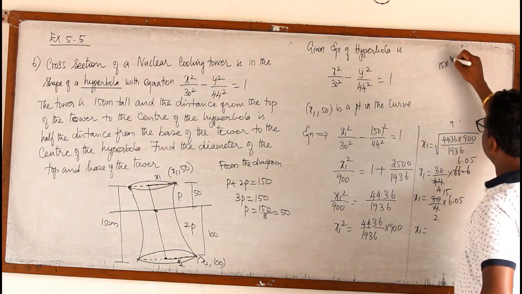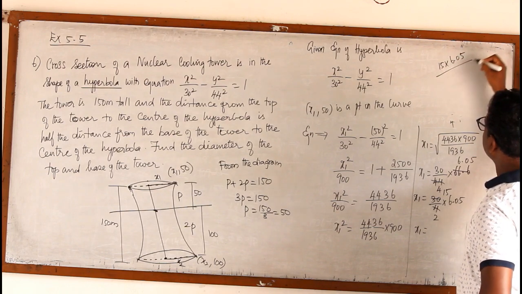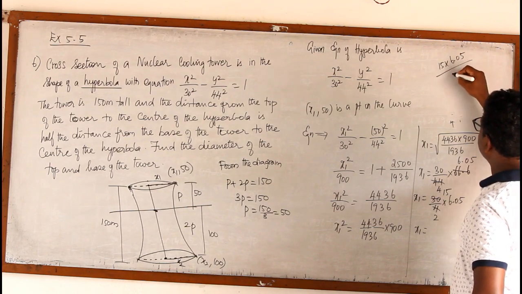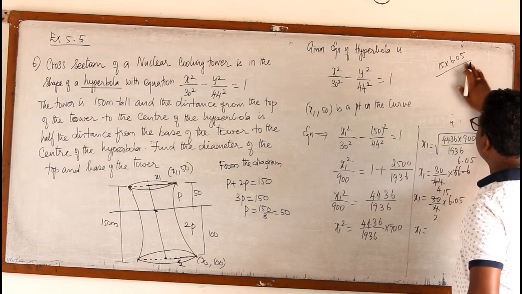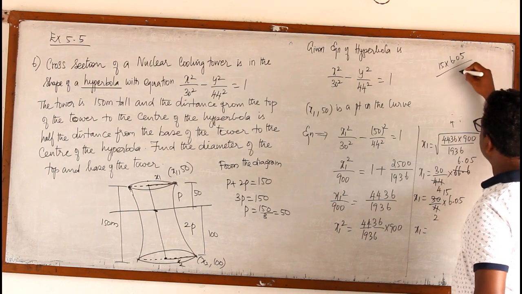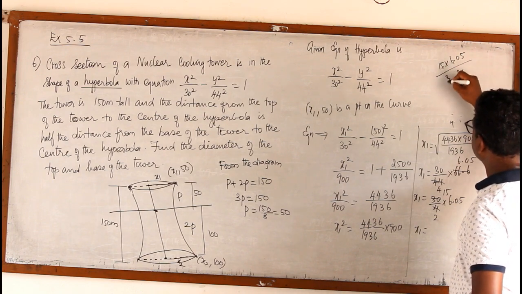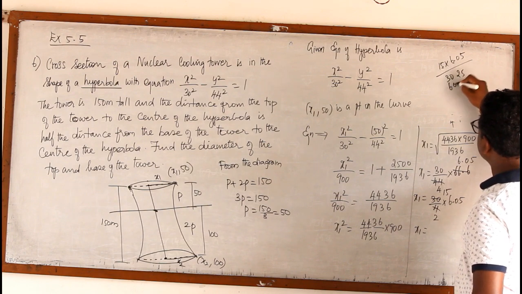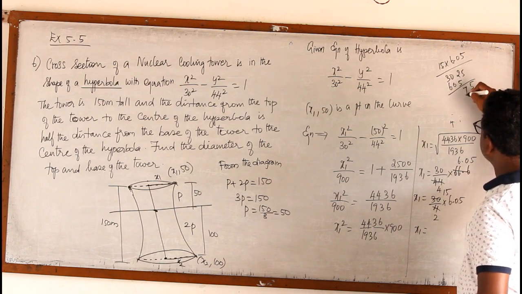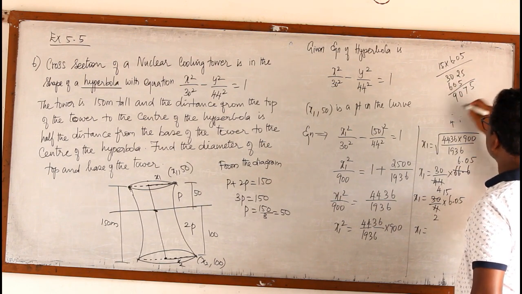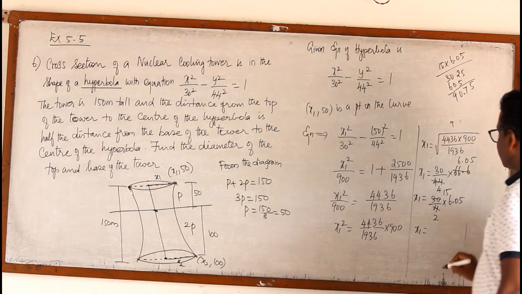So 15 into 6.05. 5 15s are 75. We multiply with 5. 5 5s are 25. 6 5s are 30. 1 5 is 605. So 5709. So it is 90.75.